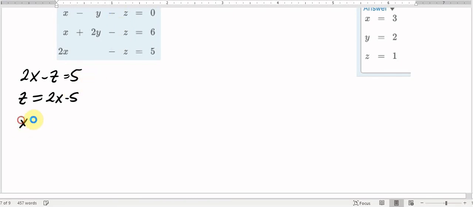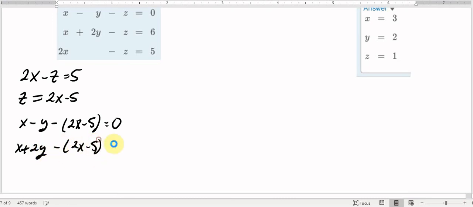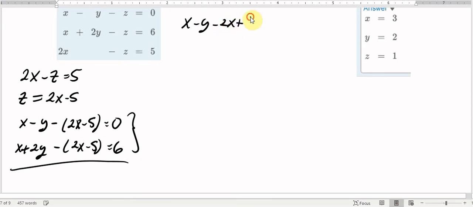So wherever I have z, I'm going to replace z in these first two equations with 2x minus 5. So that first equation, you get x minus y minus parentheses 2x minus 5 is equal to 0. Second equation is x plus 2y minus 2x minus 5 is equal to 6. So I take these guys and just reduce. It gives us x minus y minus 2x plus 5 is equal to 0.